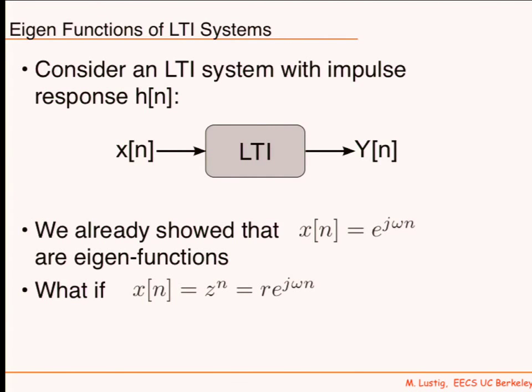Okay, so let's go back and consider an LTI system. If you look at an LTI system with some sort of impulse response, we already showed that a pure frequency is an eigenfunction of that LTI system. But what if the input is z to the power of n, instead of e to the j omega n, where z is a complex valued frequency, r e to the j omega? So it's more general.